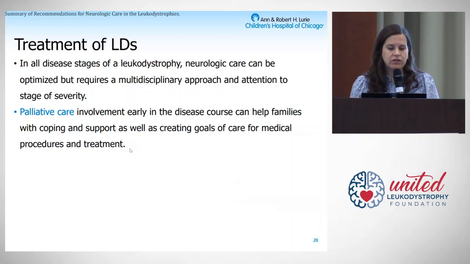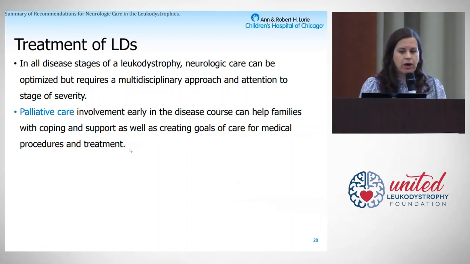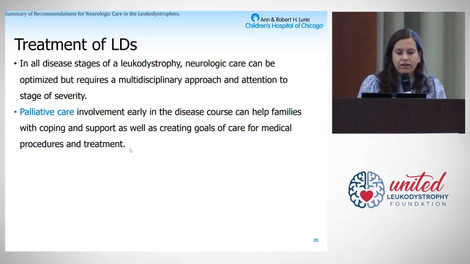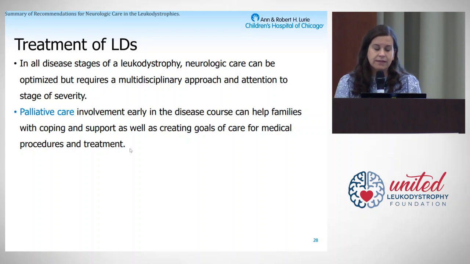So in all stages of leukodystrophy, neurologic care can be optimized. It requires a multidisciplinary approach and attention to the stage of severity. Kids or adults with pre-symptomatic disease, or disease that hasn't had any manifestations, have very different needs than kids whose disease is in a different stage. Palliative care involvement early in the disease course can help families immensely.